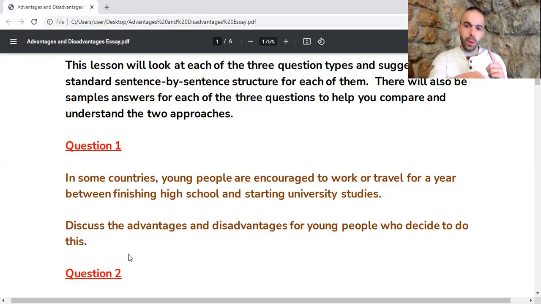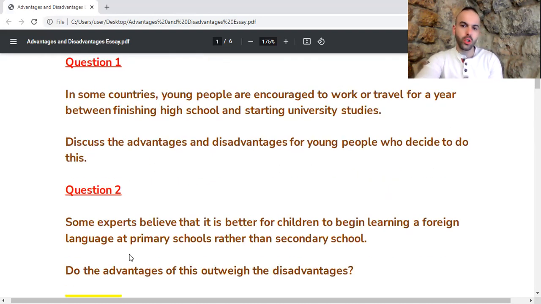Okay, let's jump now to question 2. Question 2. Some experts believe that it's better for children to begin learning a foreign language at primary schools rather than secondary school. Interesting. Do the advantages of this outweigh the disadvantages? So if you look at the question here, he's asking you, not even indirectly actually, he's specifically asking you about your opinion. He's asking you, does this overcome this or outweigh this? So you need to give your opinion.